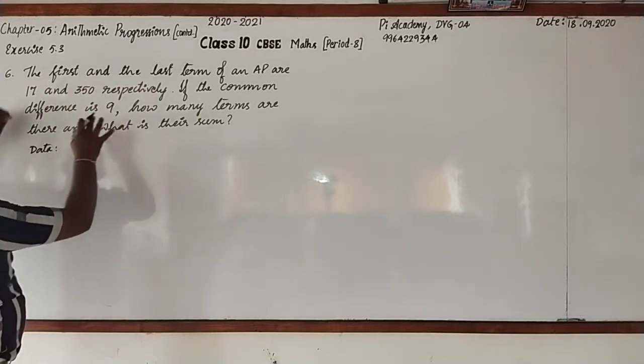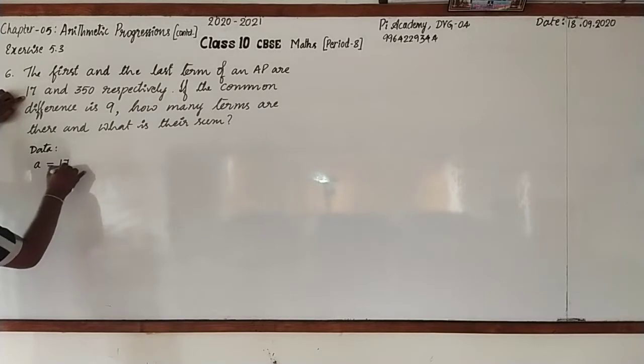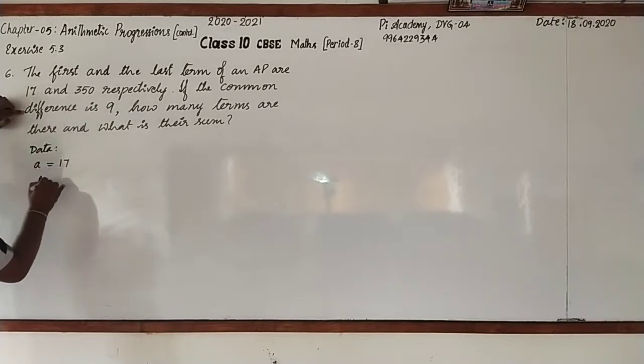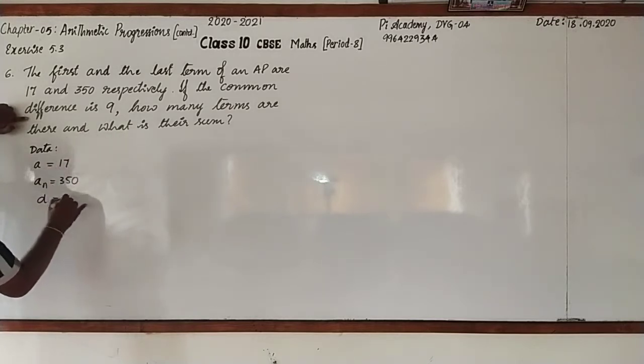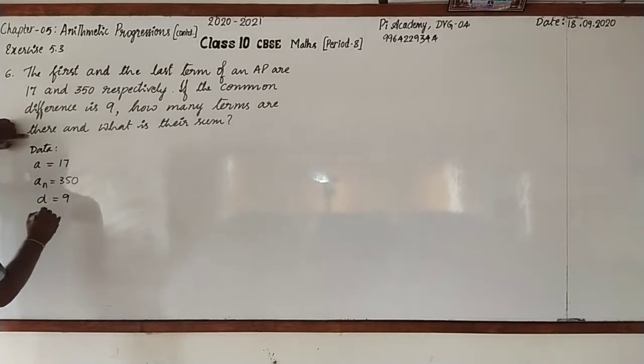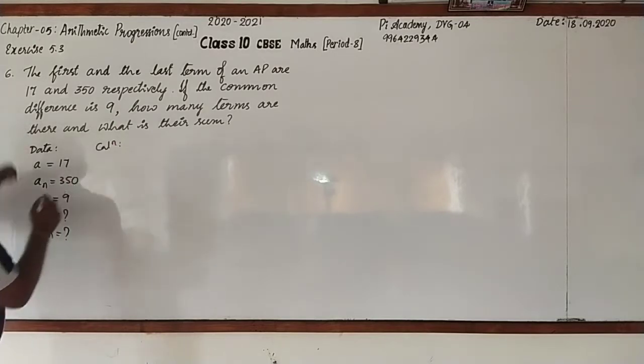It is the data. First and last term of an AP are 17 and 350. First term is a, it is 17. Last term, it is l or else an. Any one of these two can be taken. It is equal to 350. Then if the common difference is 9, d is equal to 9. How many terms are there? It is n. And what is the sum? This is Sn.